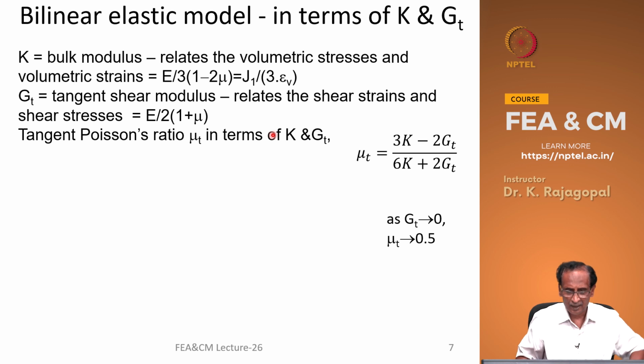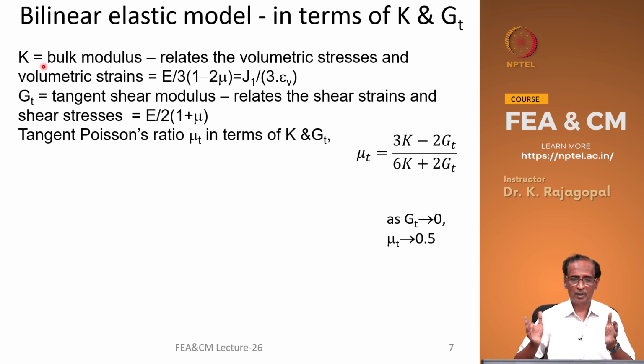And based on these observations, we can develop one model called the bilinear elastic model in terms of the bulk modulus K and the shear modulus G. K is the bulk modulus that relates the bulk stresses, or the volumetric stresses, and the volumetric strains. K is E by 3 times 1 minus 2 mu, and we can also write it as the mean normal stress divided by the corresponding epsilon V.